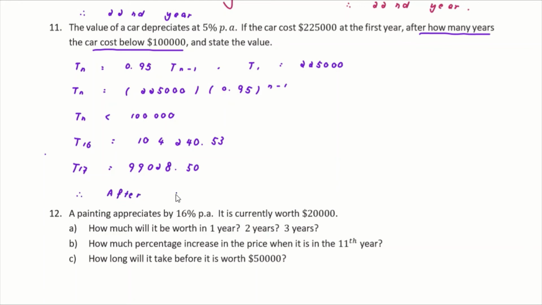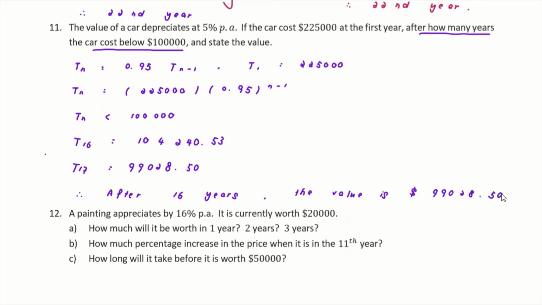Okay, so you must remember the number that you write should be according to the question. If the question asks you at which year, then your answer is at the 17th year. If the question asks after how many years, then it will be after 16 years. So you need to always go back to the question and state the value. Then you just write down the value that you got.